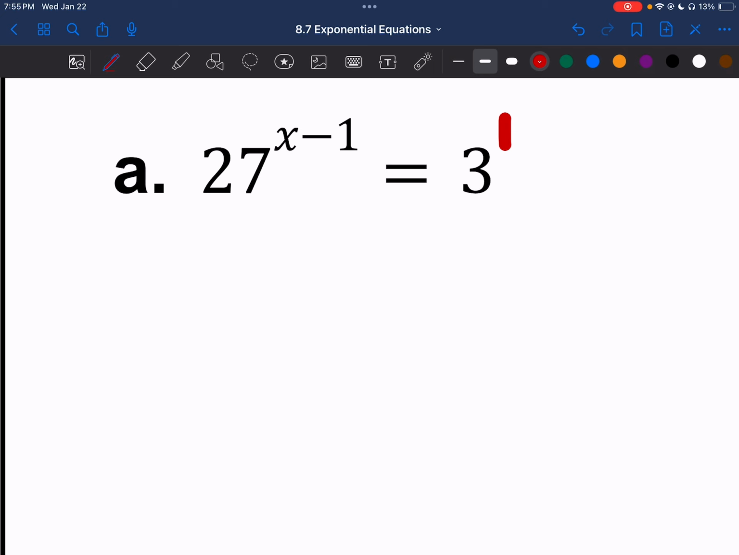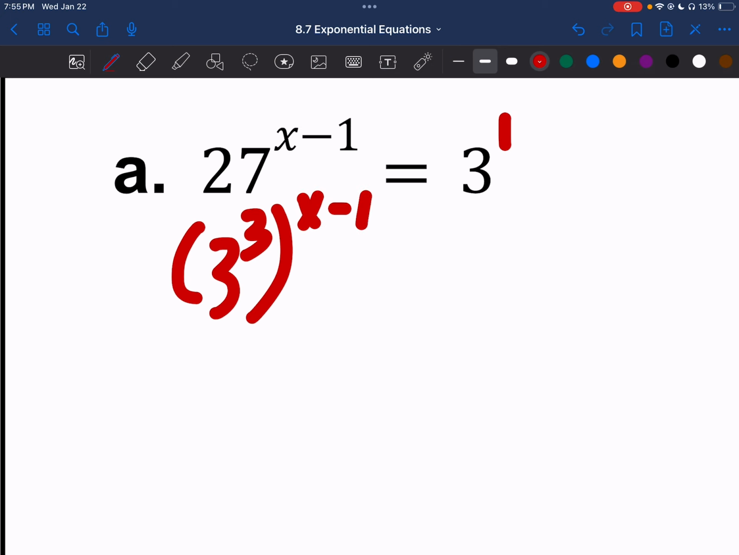So what I'm going to do is I'm going to rewrite 27 as 3 to the third power in parentheses. So all I've done is I've taken 27 and now I've represented it a little bit differently. I've represented it as 3 to the third power, and it's in parentheses. So it's telling me that has to be done first. 3 times 3 is 9, times 3 is 27. And now I have the x minus 1 in the numerator, and that's going to be equal to 3 to the first power. Now you might see where we're going with this.